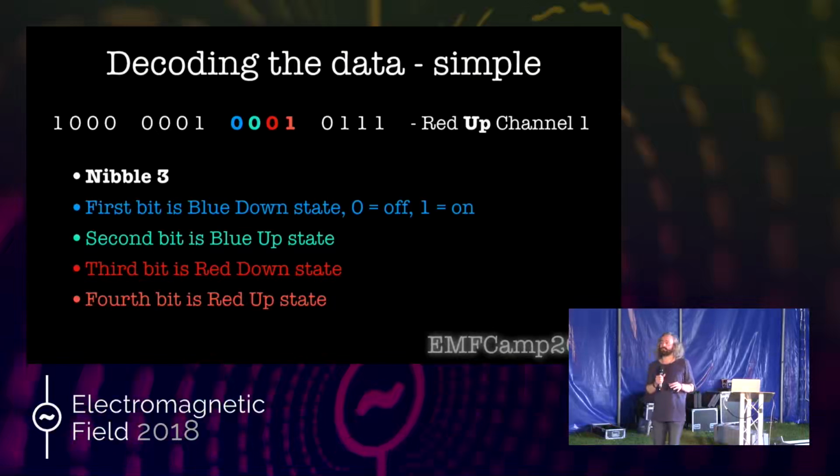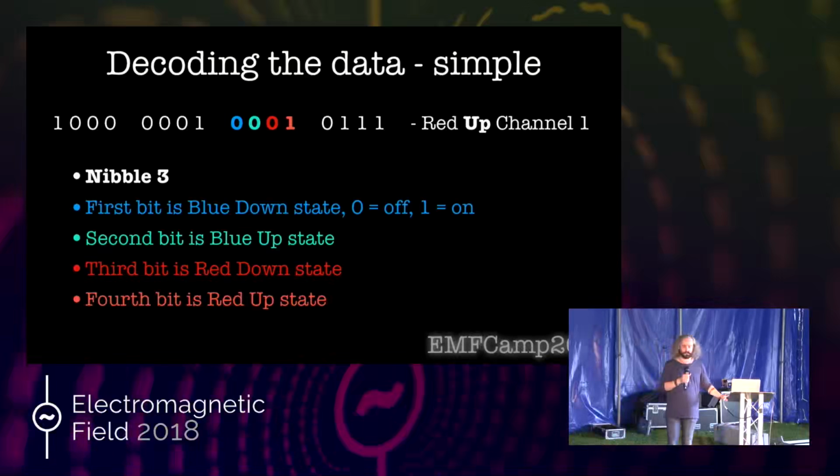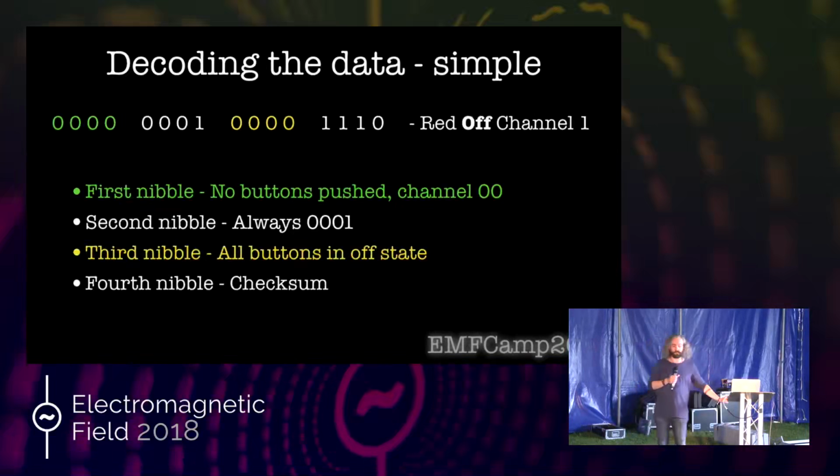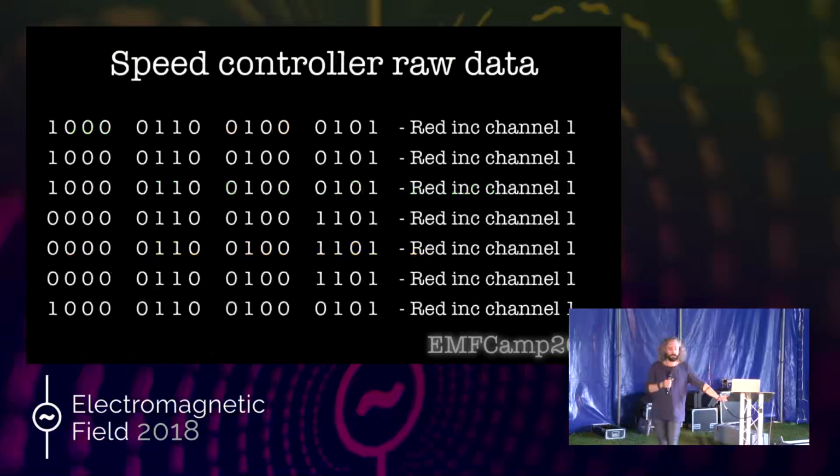So you could theoretically send a message where the blue was up and down at the same time. I don't know what would happen. I haven't even tried it to find out. But essentially, it's a button mask. That's pretty straightforward. And the fourth nibble is just a checksum. So we XOR together the first three nibbles and invert it. That gives us the fourth nibble. And all that's doing is making sure that the data arrived correctly, that it's got some integrity, so we know that there hasn't been a mistake in transmission or reception. So if we had the red off one, you can sort of see that that fits that protocol.